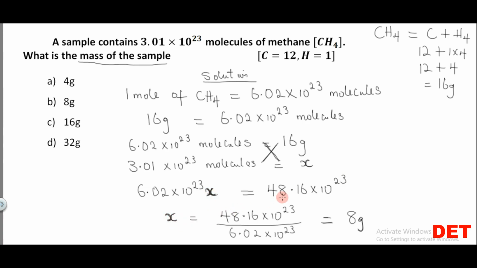So x will be equal to 48.16 times 10 to the power 23 divided by 6.02 times 10 to the power 23. When you divide this, this 10 to the power 23 will cancel out this 10 to the power 23. Then 48.16 divided by 6.02 will give you 8 grams. So this is our answer to this question. It's a simple and straightforward question. So that makes option B the correct answer.